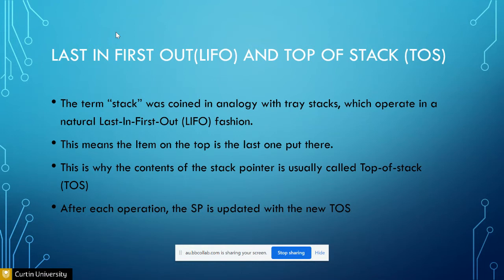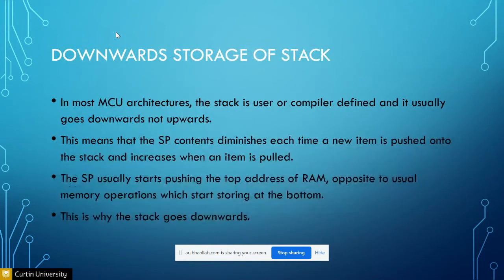After each operation, the stack pointer is updated with a new top of stack. So after you do either a push or a pop, the top of stack value actually changes, indicating the next one to be popped or pushed. Okay, this information will be passed to the stack pointer. In most MCU architectures, the stack is user or compiler defined, and it usually goes downwards, not upwards. Okay, this means that the stack pointer contents diminish each time a new item is pushed onto the stack. This one we will see a bit more example, then we'll understand, if words don't visualize so well.